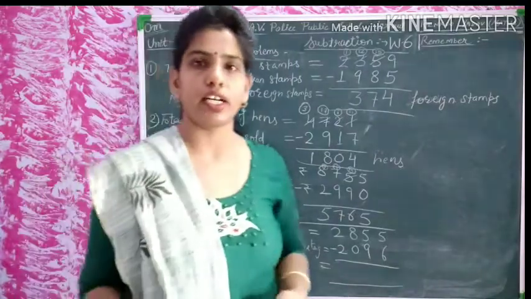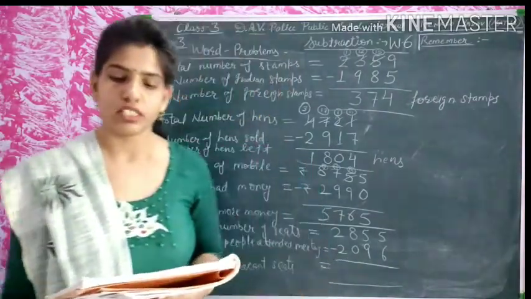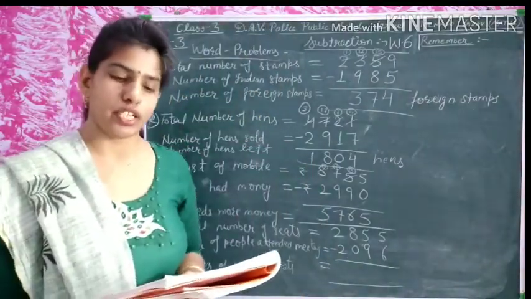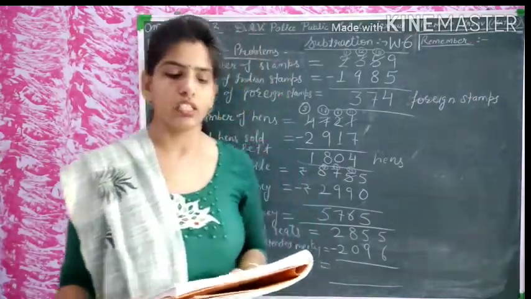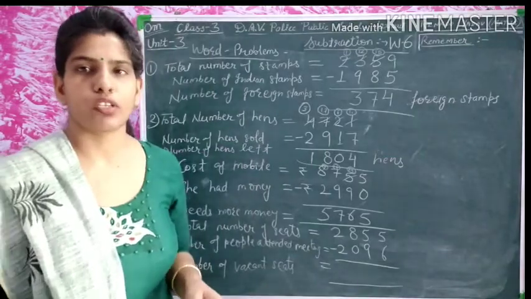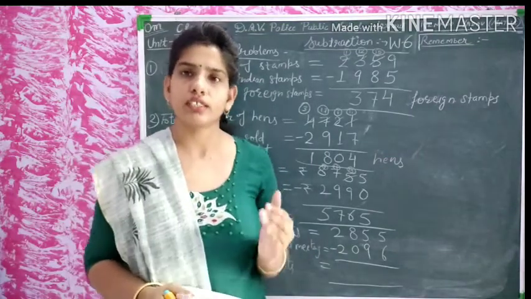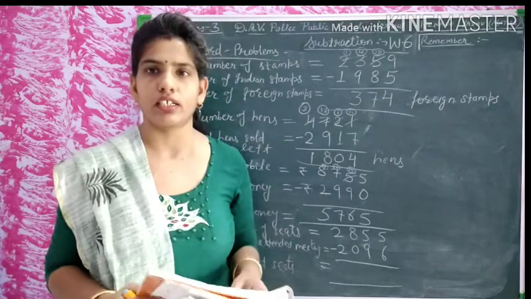In a hall, there are 2,855 seats. On a particular day, 2,096 people attended a meeting. How many seats were vacant in the hall? There was a meeting. Okay. In the meeting, some seats are there.